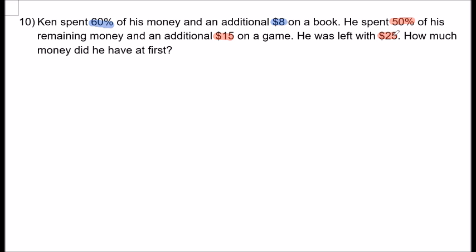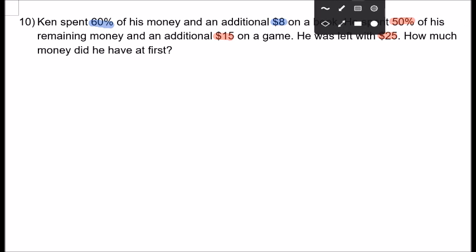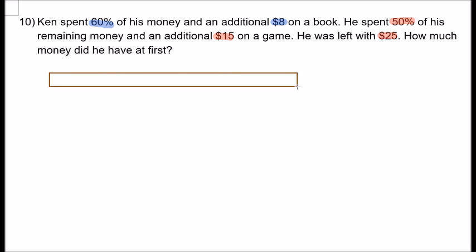So for this type of question, guys, the best way to do it is to use what we call the layering method. So it goes like this. First of all, we draw a long model. And of course, it starts off with 100%. So if you use up 60%, there'll be this, and an additional $8. So this amount is used on a book.